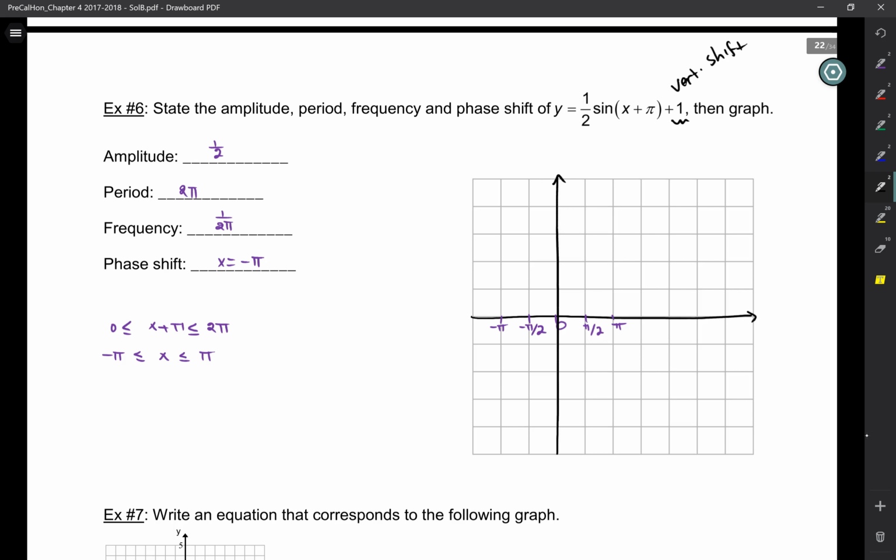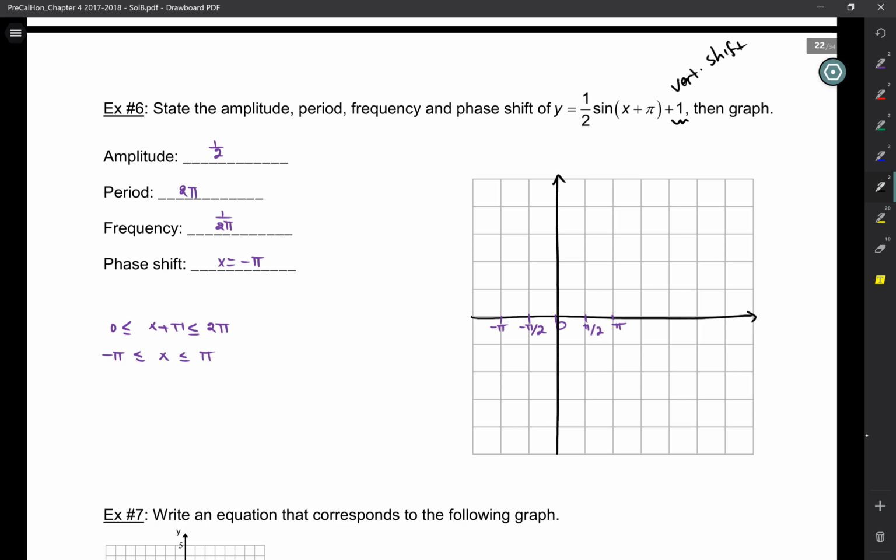Correct. Because the number in front of x, which is b, is 1. So it's 2 pi over 1. So it's 2 pi. Okay, now we're gonna graph a sine.